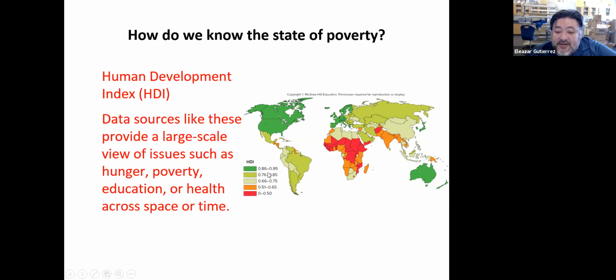And then who's doing the best? Well, we're looking at the United States, Canada, Western Europe, the Netherlands, Australia, Japan. No surprise, right? So the lower the HDI, the worse off these countries are in hunger, poverty, education, and health.